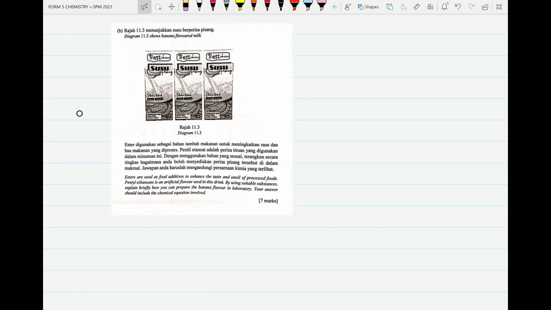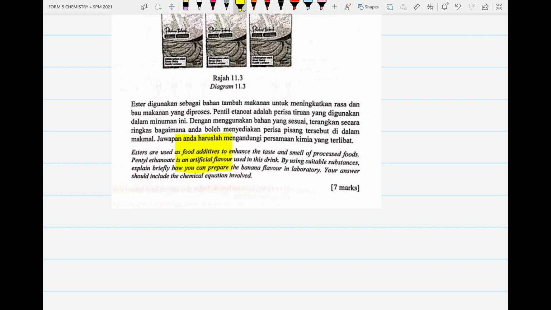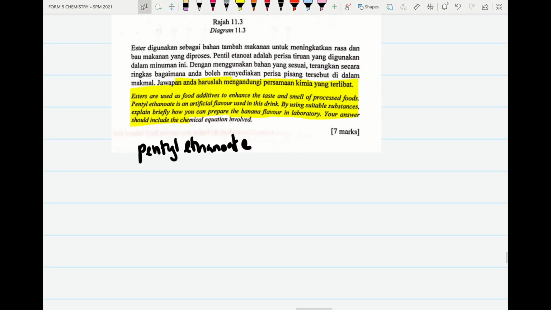All right, we move on to the next question. Try to read the question. Esters are used as food additives to enhance the taste and smell of processed food. Pentyl ethanoate is an artificial food flavor used in this drink. By using suitable substances, explain briefly how you prepare a banana flavor in the laboratory. Your answer should include a chemical equation.